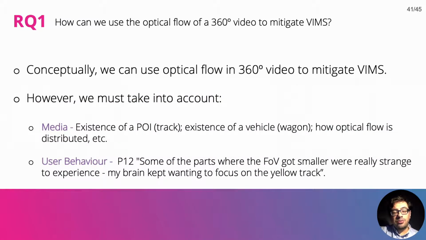Conceptually, we can use optical flow in 360 video to mitigate VIMS, but we also need to take into account the media. For example, the existence of singular or multiple points of interest, the existence of a stationary element like the roller coaster wagon that offers consistent low optical flow, and in general, how optical flow is distributed in time and space. Furthermore, understanding user behavior is crucial, since by staying on track, the use of the optical flow as a control mechanism for the techniques was not optimal.